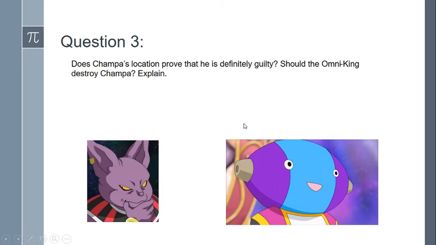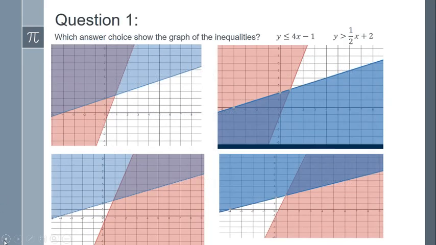So the last question says, okay, now based on that information, does Champa's location prove that he is definitely guilty? You know, should the Omni King destroy Champa? And then explain. Okay, so when we have a system of inequalities, we don't get one exact solution like we do if they were equations. Right? We get a whole set of solutions where they overlap. It is possible that they don't overlap, when we have parallel lines. And otherwise, we're going to get a place where they overlap, like in this case here.